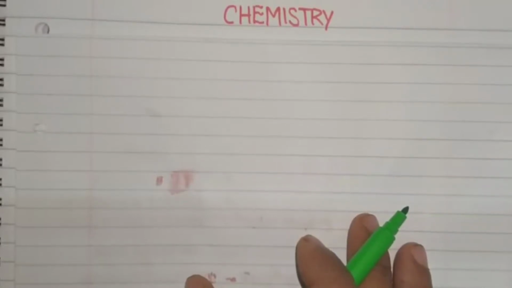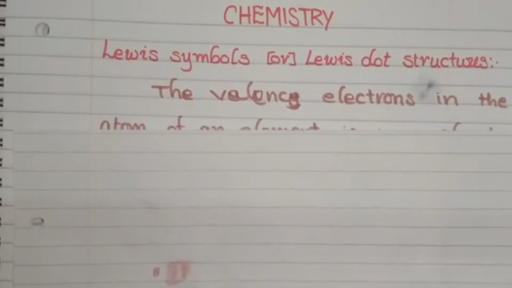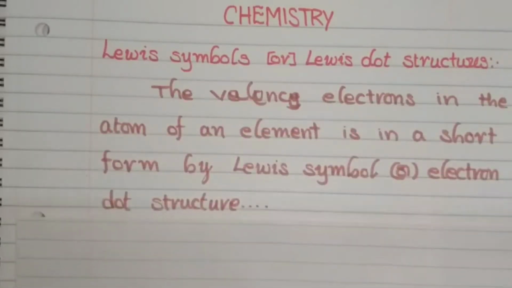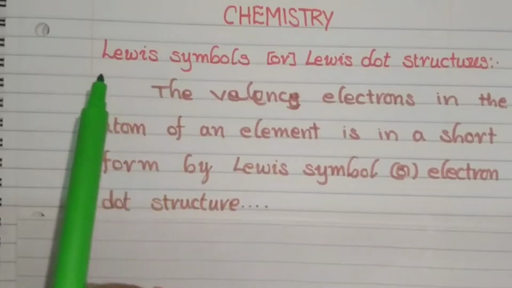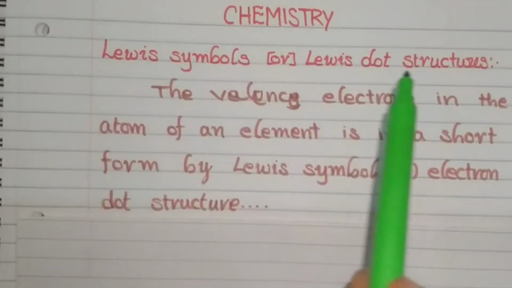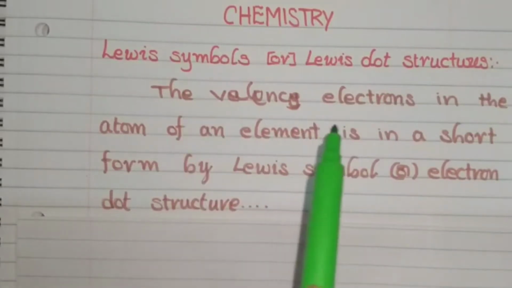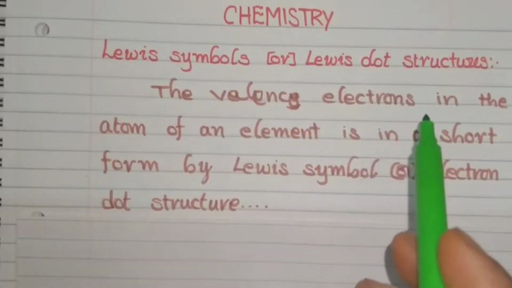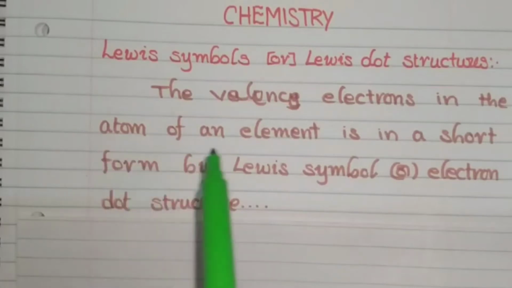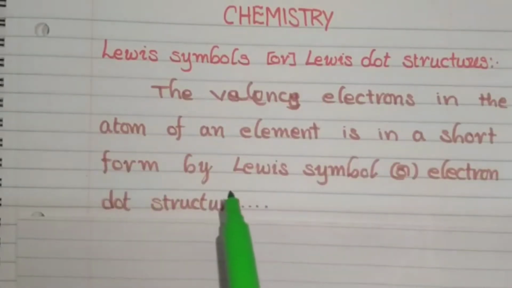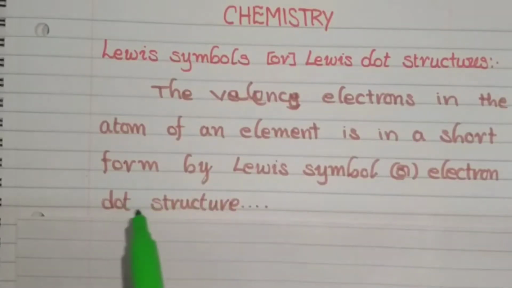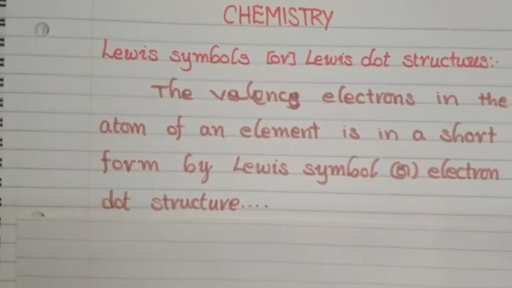Today I want to discuss Lewis dot structures. Let's learn how to draw the Lewis dot structures. Before you draw a Lewis dot structure, first see the definition of the Lewis dot structure. You can call them Lewis symbols or Lewis dot structures. This is very useful to 10th class students. The valence electrons in the atom of an element are written in short notation by Lewis symbols or Lewis dot structures. Let's see some examples.